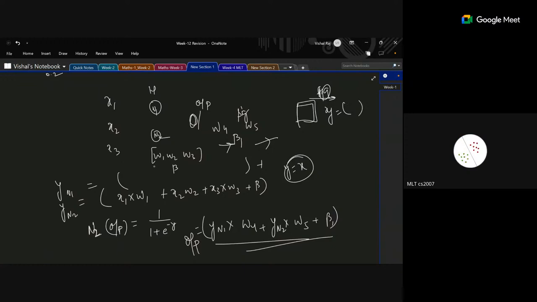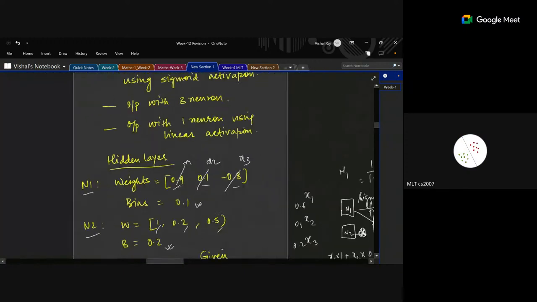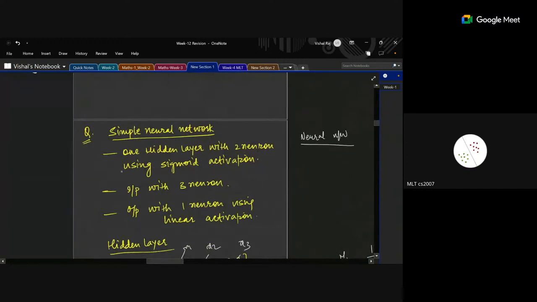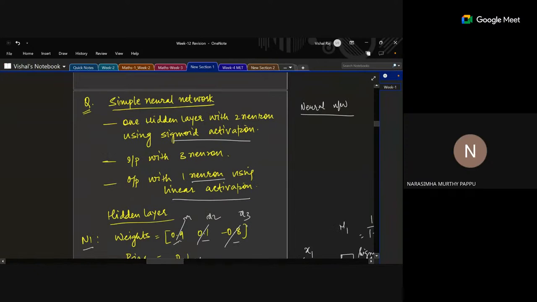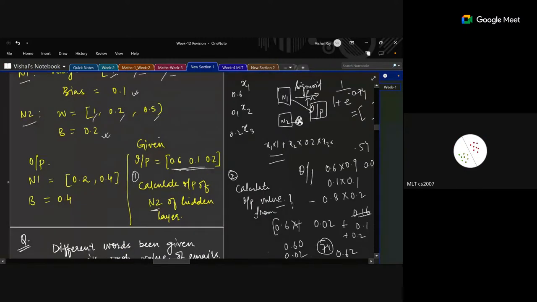You'll be given all these functions. Here, one hidden layer with two neurons using sigmoid activation, and an output with one neuron using linear activation. The output weight has been given, and the bias has also been given. So you'll do the same thing, only you should worry about the activation function. For the output, most of the time you'll have a linear function.